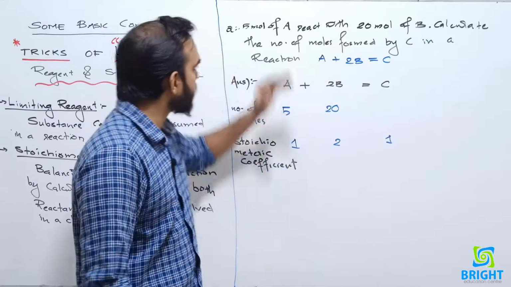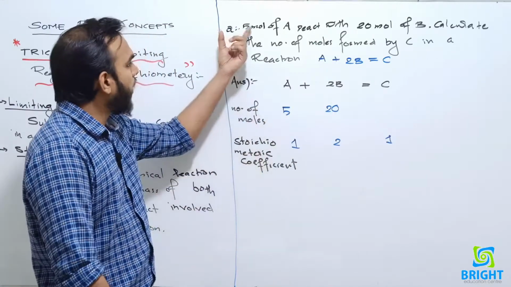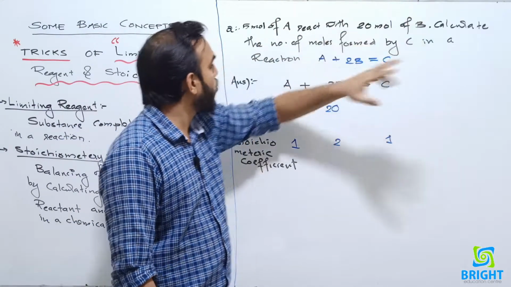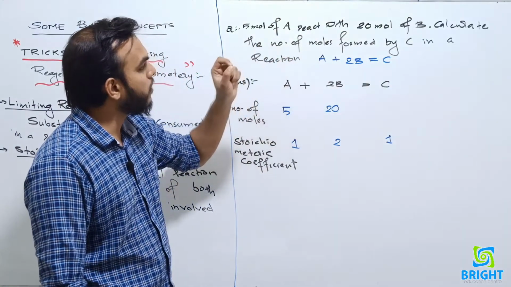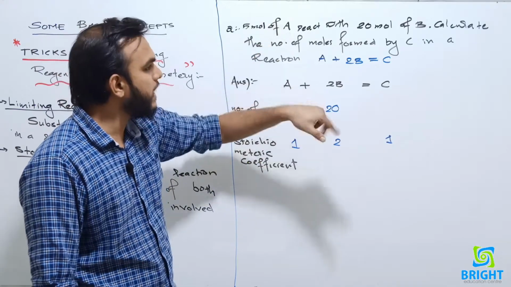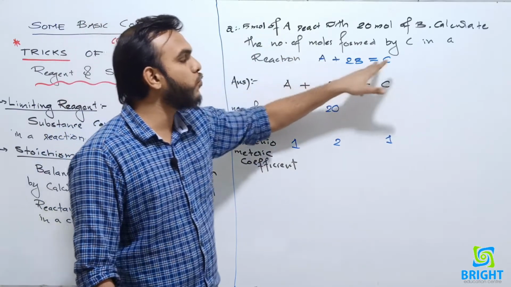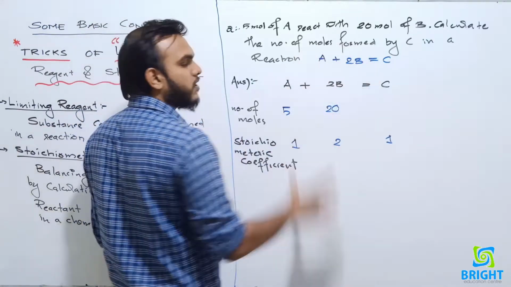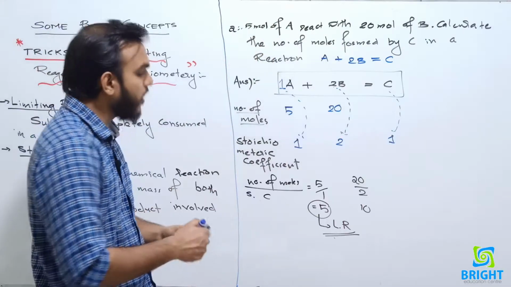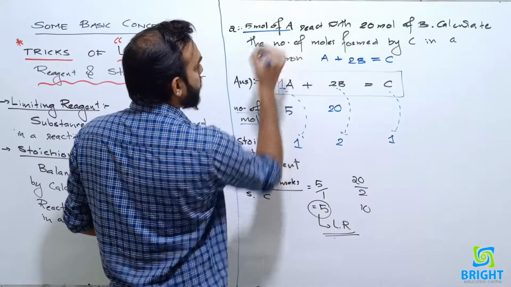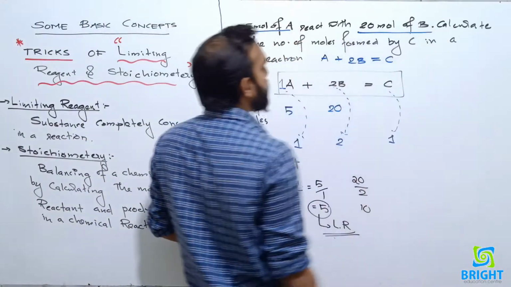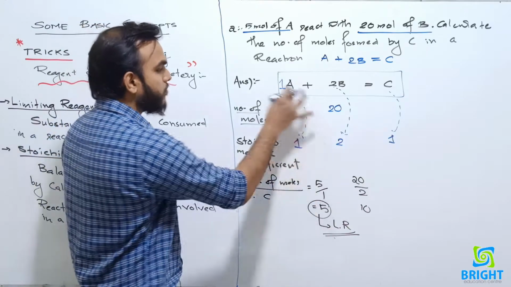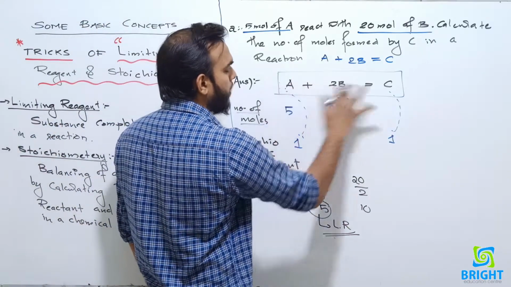For example, if this is a question: 5 moles of A react with 20 moles of B, calculate the number of moles formed of C in the reaction A plus 2B equals C. This is very important. That is, 5 moles of A react with 20 moles of B in the reaction A plus 2B equals C. So I am writing this equation: A plus 2B equals C.